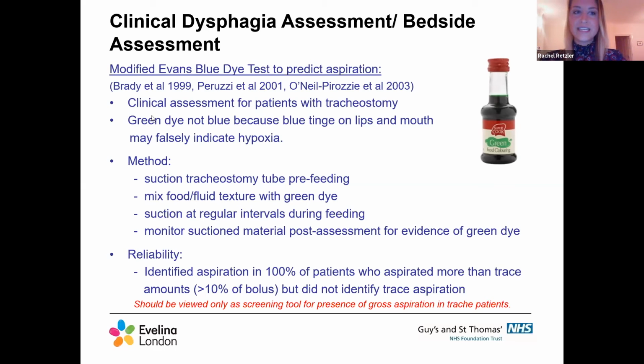And the method for this is we are adding the green dye to the food or fluid of choice, and we are suctioning the tracheostomy tube pre-feeding and then suctioning at regular intervals during the feeding.